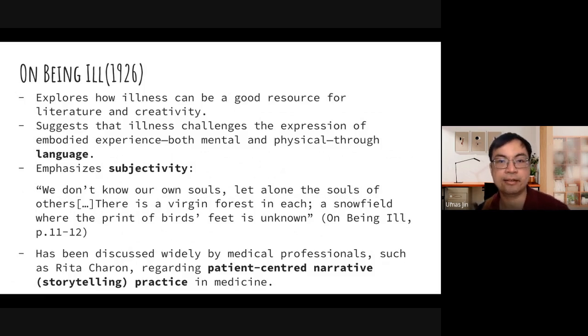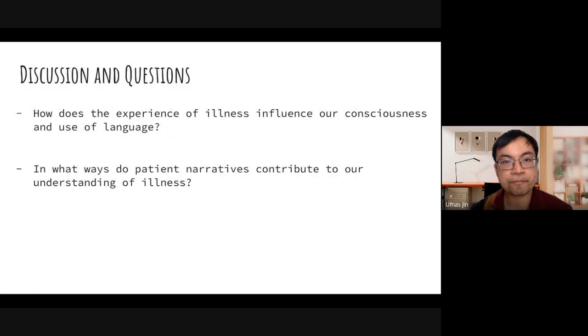I do have some questions for you. I'd like you to discuss these two questions. The first one: how does the experience of illness influence our consciousness and use of language? And the second question: in what way do patient narratives contribute to our understanding of illness? Let's start with the first question, shall we? How does the experience of illness influence our consciousness and the use of language? So, open to the floor. Anyone?